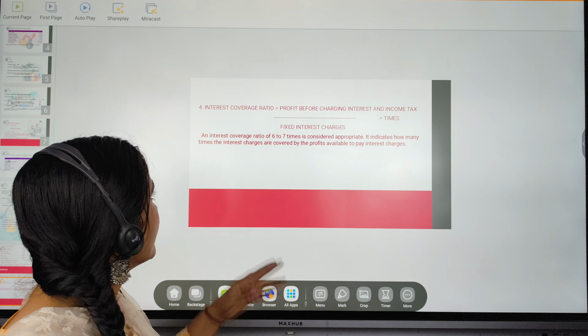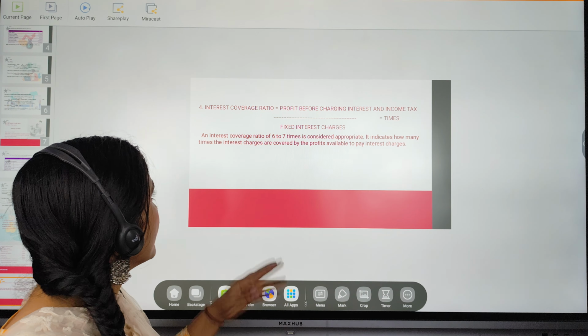Add interest at the rate 12% on debentures of 40 lakh, that will be your 4,80,000, and net profit before interest and tax, that is 14,80,000. So the interest coverage ratio is 14,80,000 upon 4,80,000, that is your 3.08 times. This indicates that the firm will not be able to pay interest on long-term loans regularly, as its interest coverage ratio is only 3.08 times.